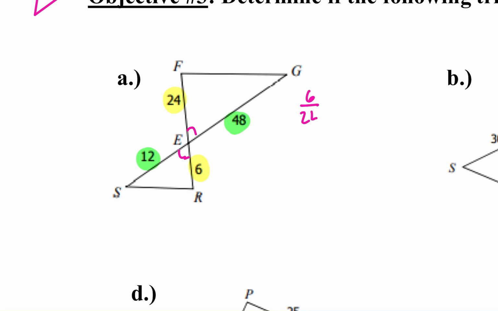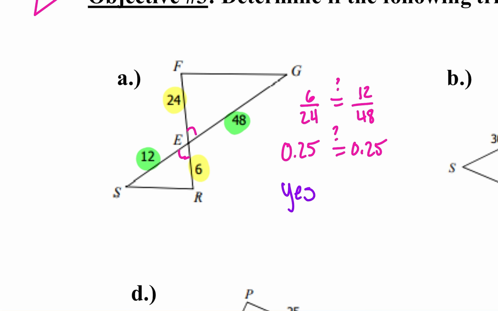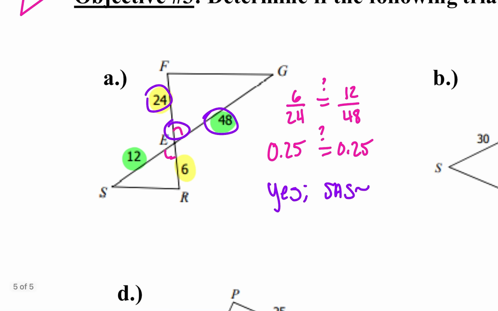I've got 6 over 24. I'm going to put the smaller number on top. Equals question mark. And again, the smaller number is 12, so we'll put 12 over 48. 6 over 24 is going to become 0.25. And 12 divided by 48 is also 0.25. So we would say yes. These are similar by side angle side similarity. Side angle side.